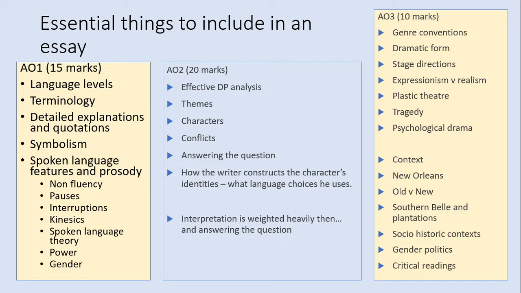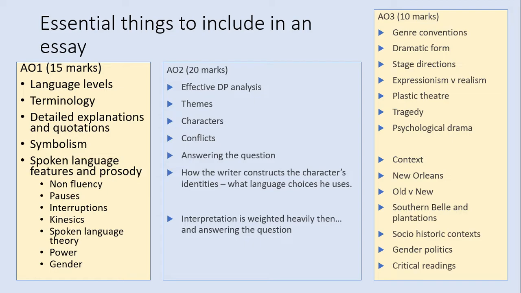Terminology is important, but please don't feel that you need to just feature spot. We are after more meaningful analysis of the language, which is why the language levels tend to be the ones we look at first. Please look at detailed explanations and quotations. Some of these elements are spoken language, which come into play for this question: your non-fluency features, pauses, interruptions, any non-verbal communication, and any spoken language theory you might have come across, such as power theory, gender theory, and pragmatics theories, so anything to do with politeness or speech act theory.